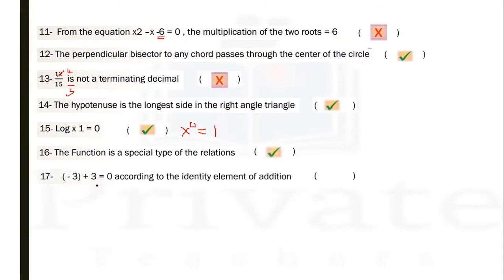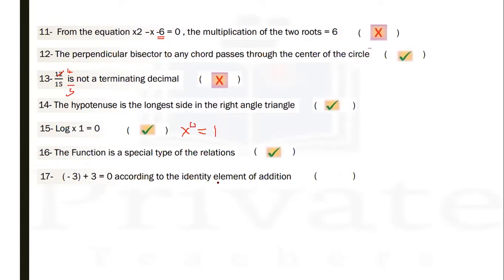-3 plus 3 is equal to 0 according to the identity element of addition. And here some students might get mistaken because there are two properties that are similar to each other.